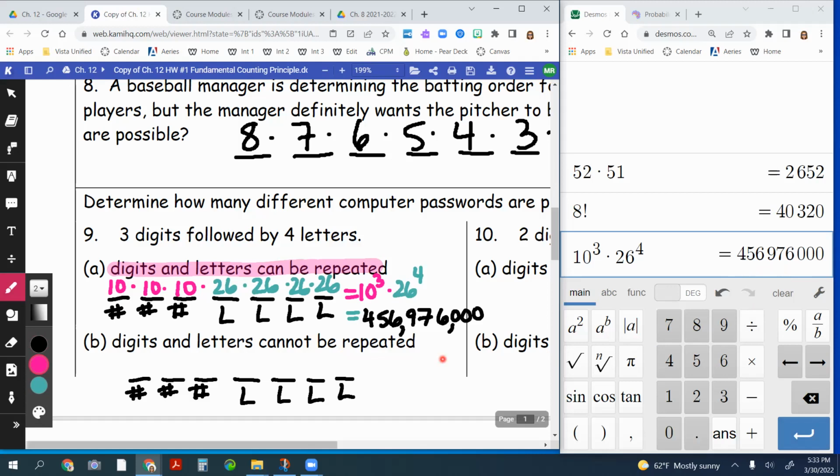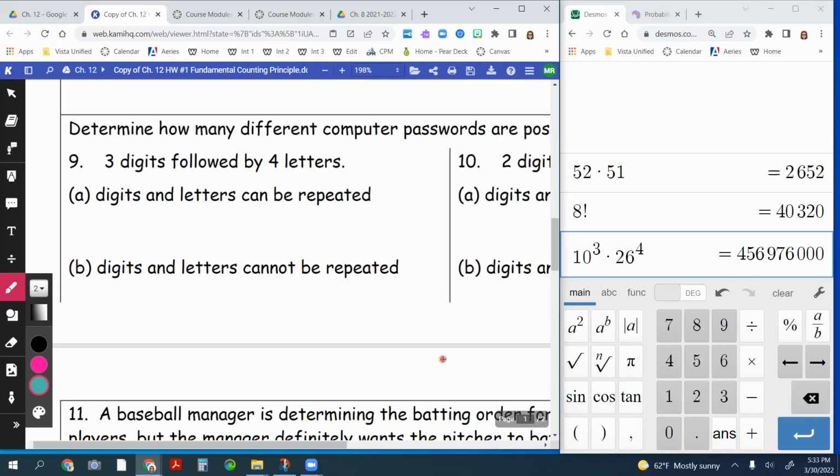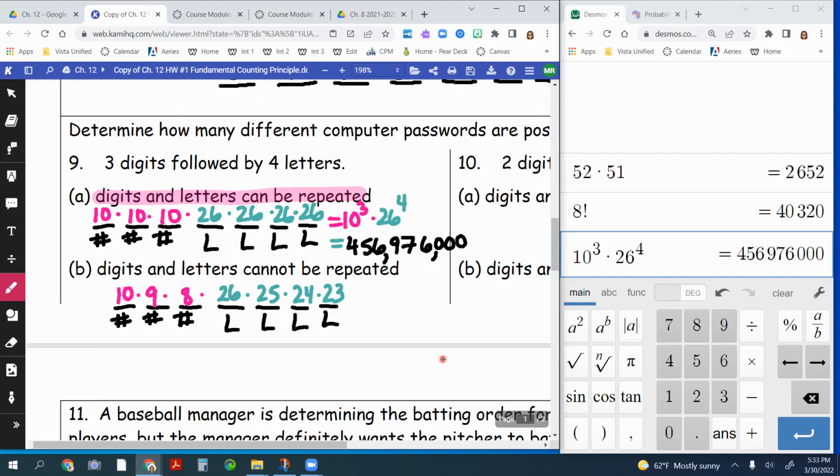So now I'm going to have 10 and then 9 and then 8. And then I'm going to have 26 times 25 times 24 times 23. Okay, so you can decide whether you want to type it in that way or work it out with 10 factorial over 7 factorial, because that's really 10, 9, 8, times 26 factorial over 22 factorial, because I'm missing 22 factorial. Either way, we are going to get the same answer.